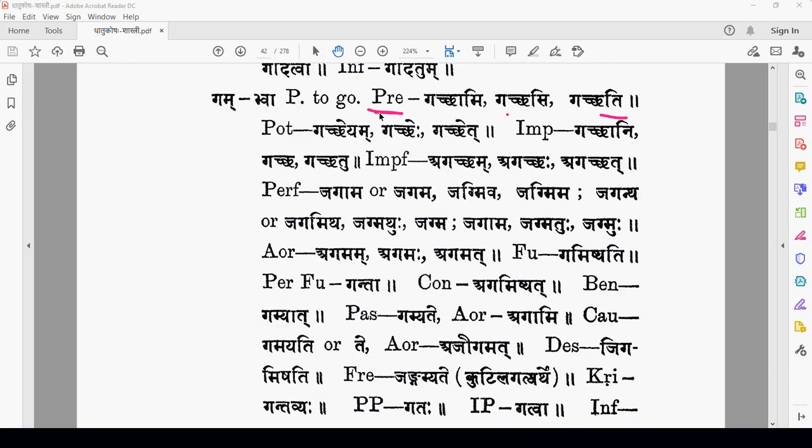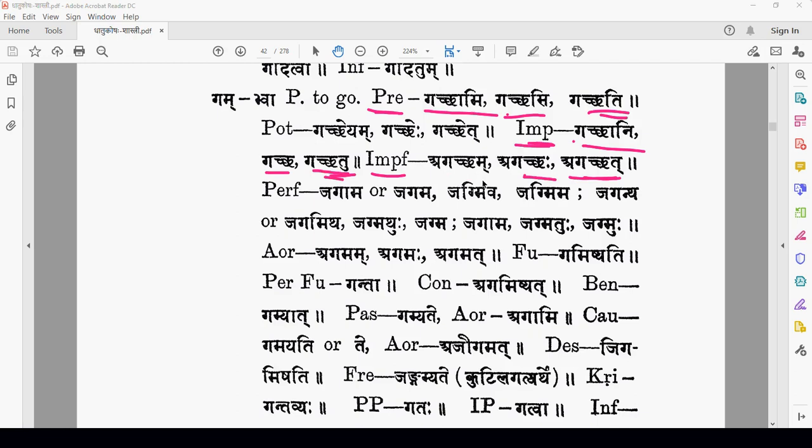Not all the forms are there in this, but only gacchati, the third person singular, gacchasi, madhyama purusha singular, gacchami, uttama purusha singular is given. And the imperative, which is gacchatu, bhavatu, that form is there. Prathama purusha, madhyama purusha, uttama purusha, that one is there. And this one is imperfect, the bhutakala, gacchat, like abhavat. That is also there, again prathama, madhyama, uttama purusha.